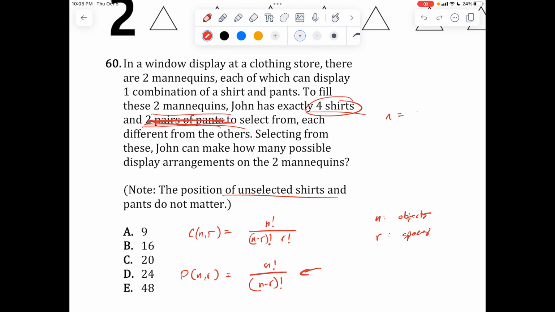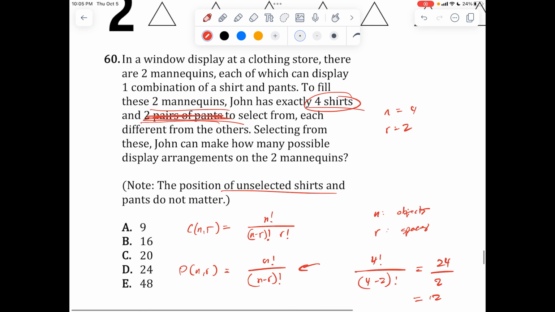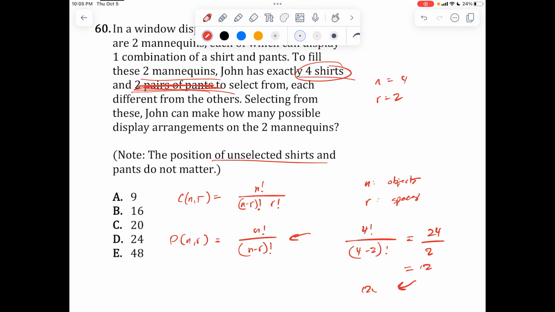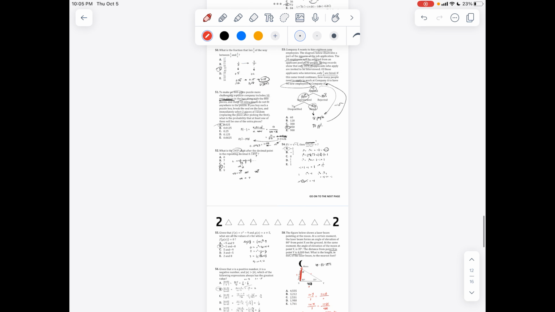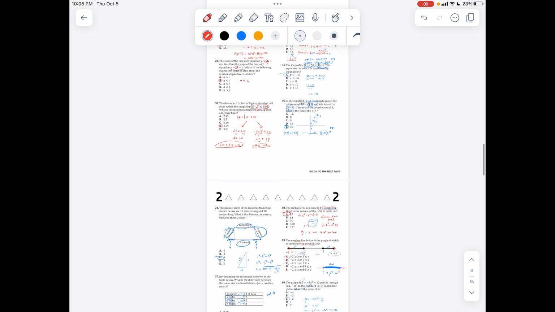So we'll say the number of objects is 4, the number of spaces is 2. So we do 4 factorial over 4 minus 2 factorial. This is going to give you 4 times 3 times 2, that is going to be 24, over 2 factorial, that's going to be 2. You get 12. And then just multiply that by 2, because the shirts end up being 24. All right? That's your answer here. So that is a full math practice exam. Hopefully that was helpful.